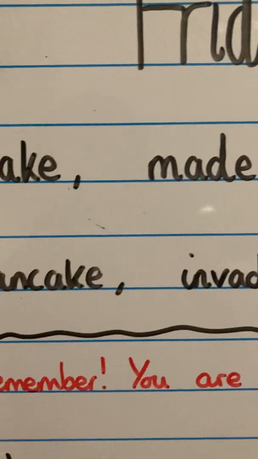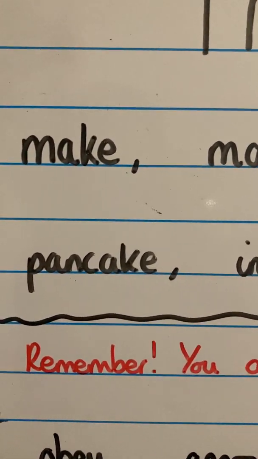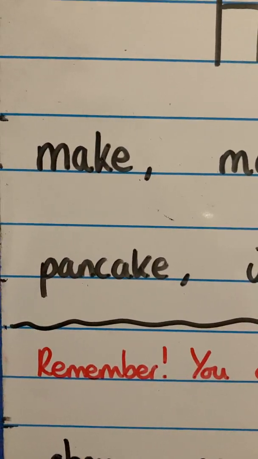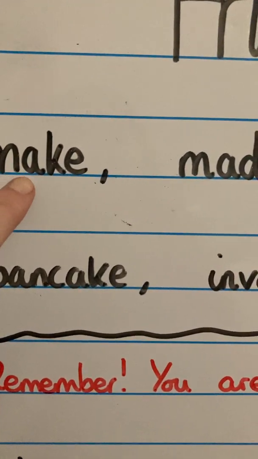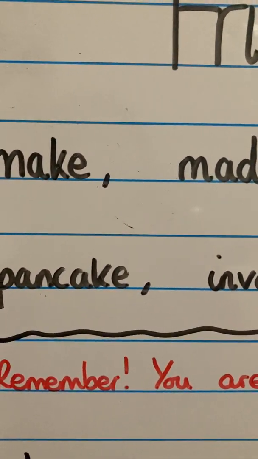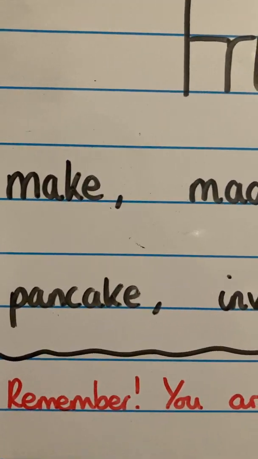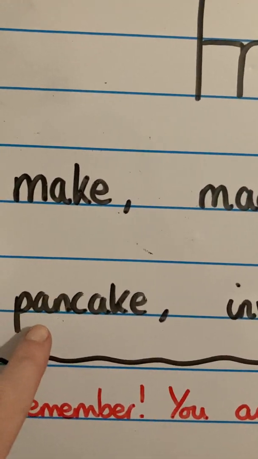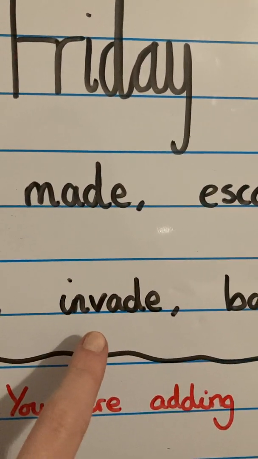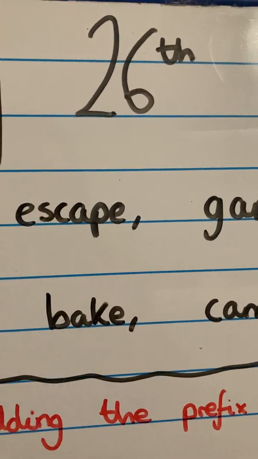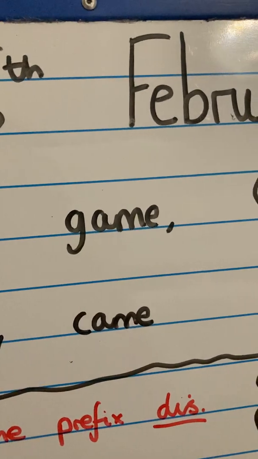So we're going to start today by recapping over some words. Now these 8 words all have our phase 5 split digraph A. Okay, so there's 8 different words and they all contain the split digraph, which is A, makes that A sound. So I'm going to read these words to you. Make, pancake, made, invade, escape, bake, game and came.